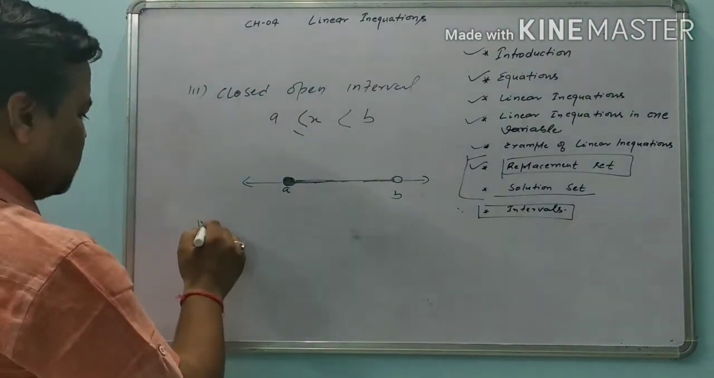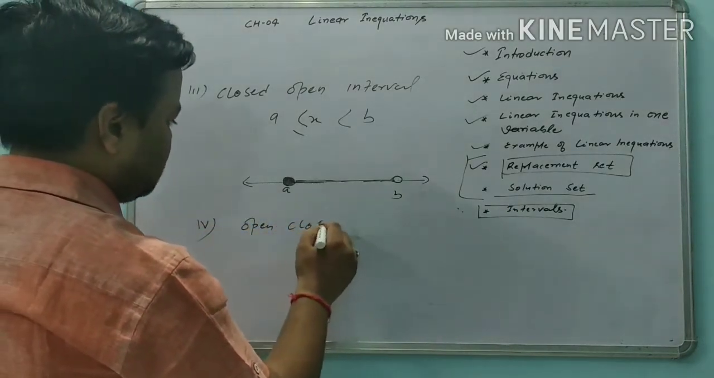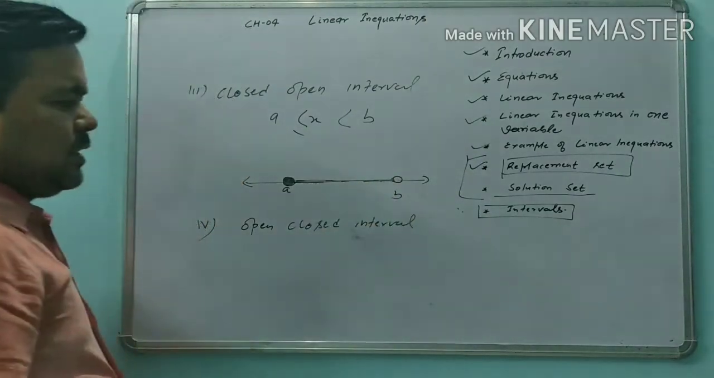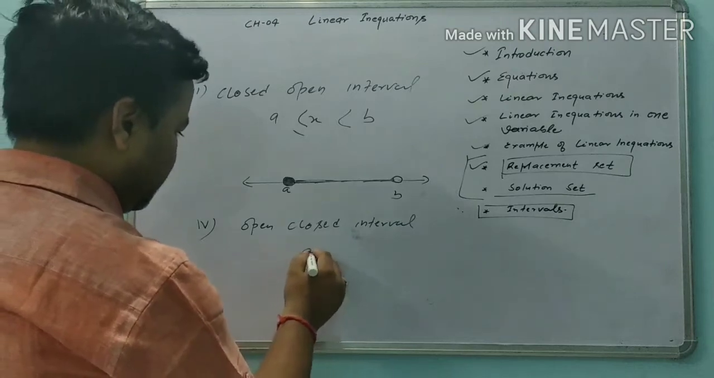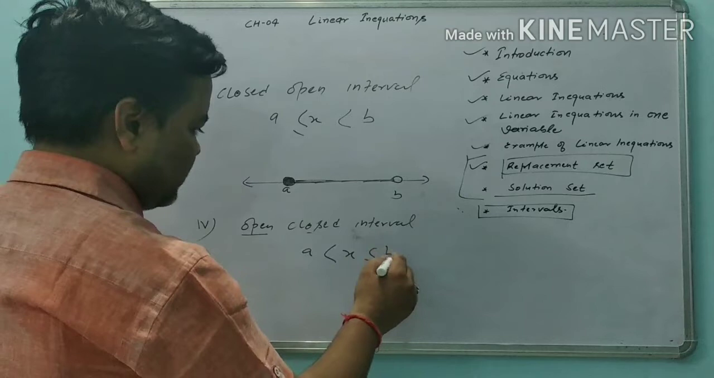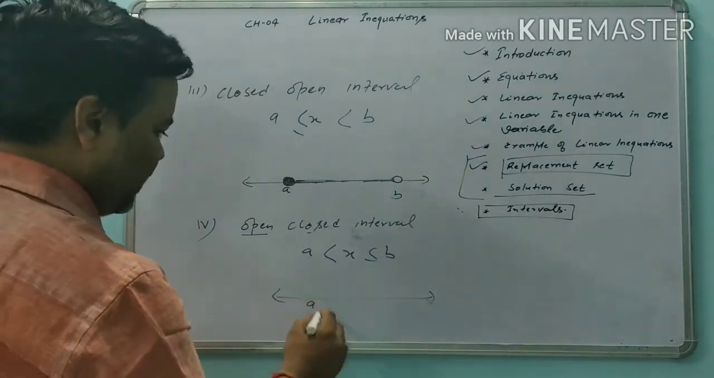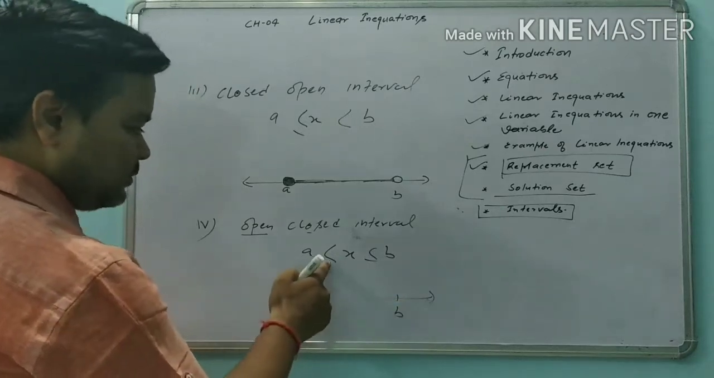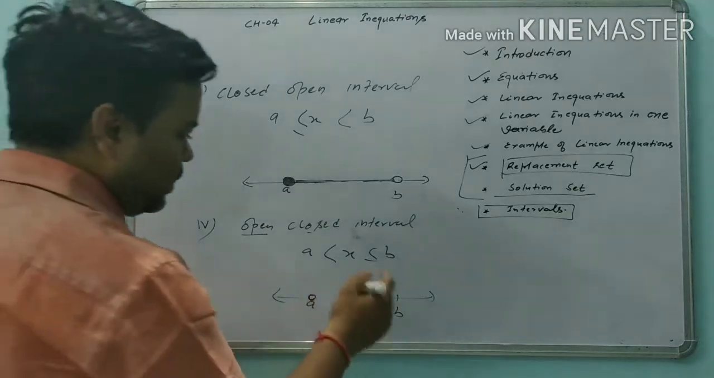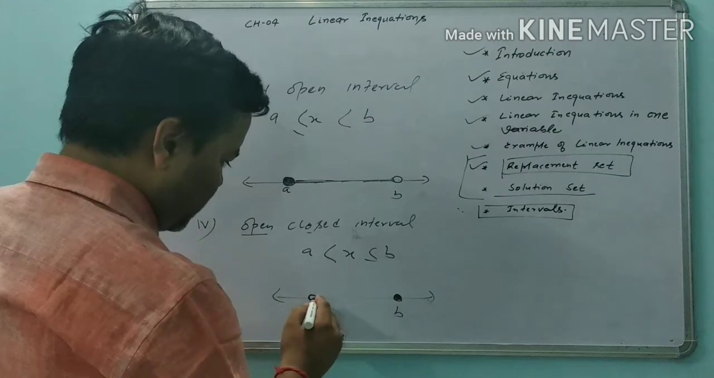Now the fourth one is the open closed interval. Symbolically, first open, then close. How do we represent it? Just like here a and here b. Open means an open circle, and close means a closed circle, and then we make all the lines dark.